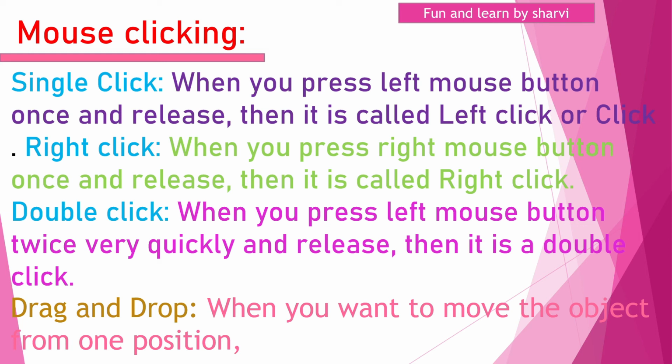Mouse clicking. Single click. When you press left mouse button once and release, then it is called single click. Right click. When you press right mouse button once and release, then it is called right click. Double click. When you press left mouse button twice very quickly and release, then it is a double click.